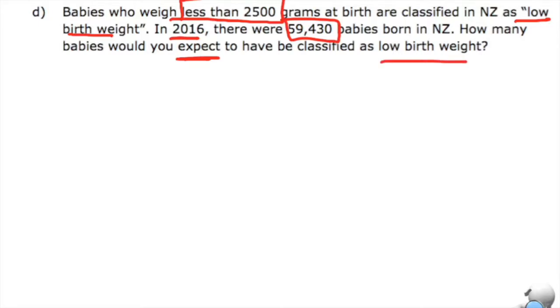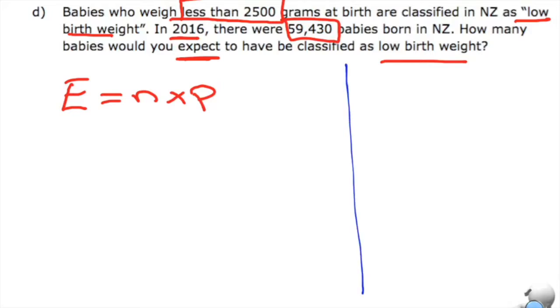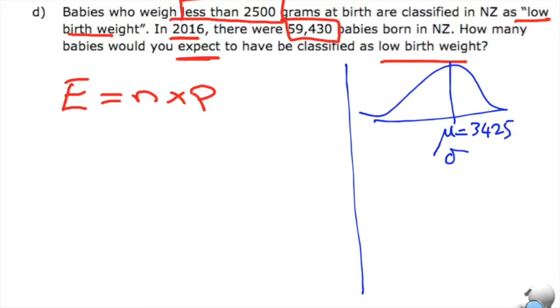As soon as I see that word expect, or as soon as I see that sample size of 59,000, my brain goes straight to this formula, E equals N times P. So what I need to do is first of all find the probability. I've got my normal distribution with my mean 3,425 and standard deviation of 550, and we're talking about babies that weigh less than 2,500.